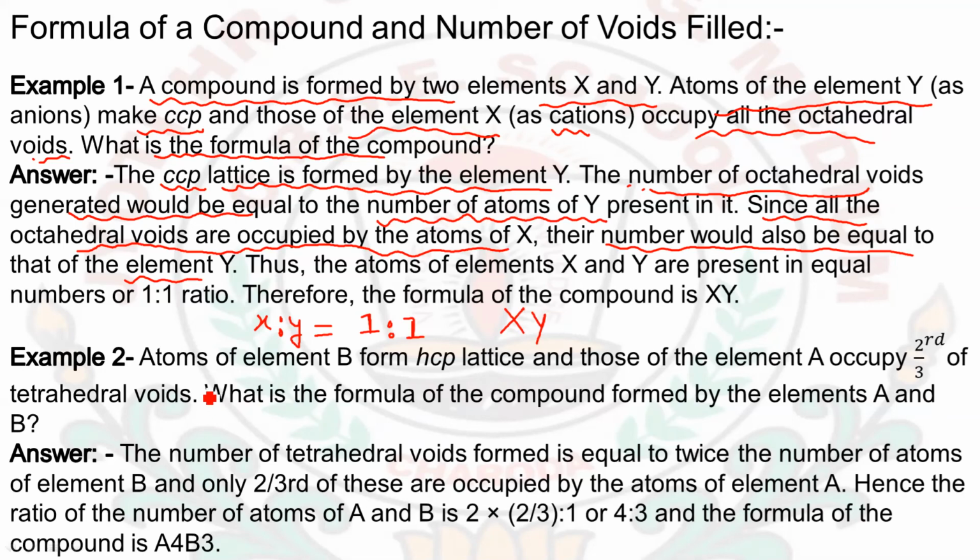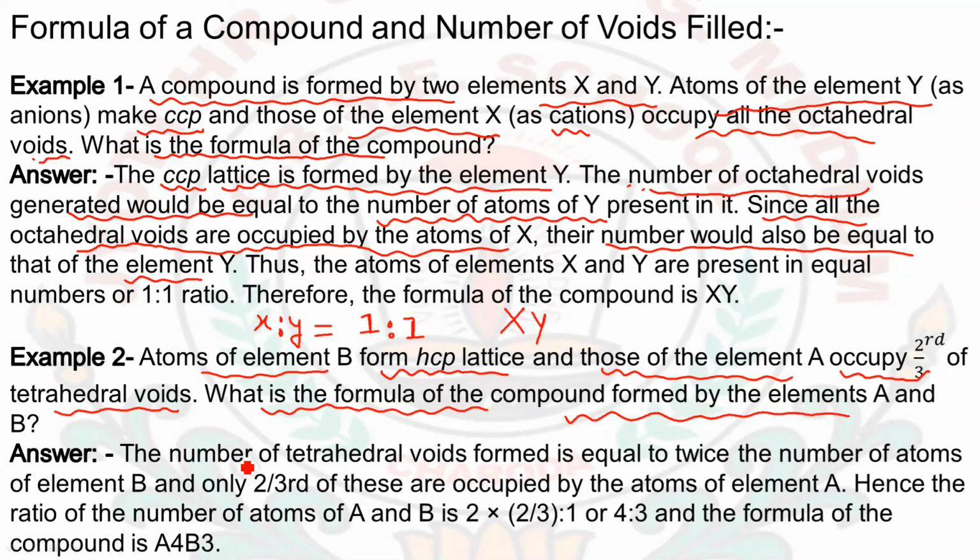Next, atoms of element B form a hexagonal close packing lattice, and those of element A occupy 2/3rd of the tetrahedral voids. How much are they occupying? Only 2/3rd of the tetrahedral voids is occupied here. So what is the formula of the compound formed by the elements A and B?